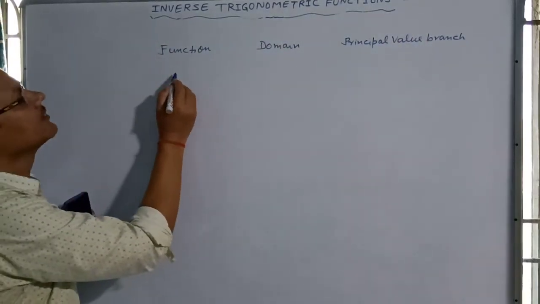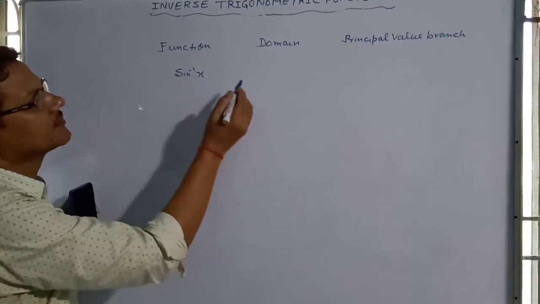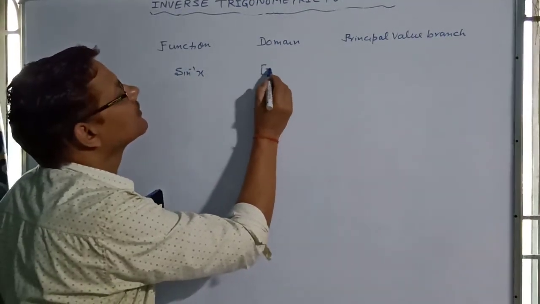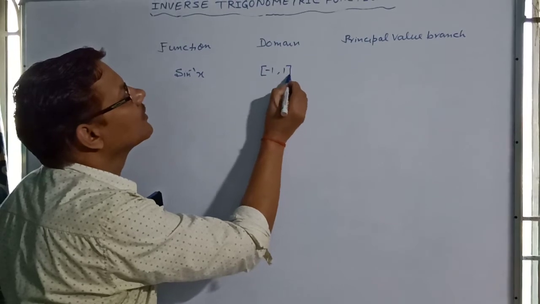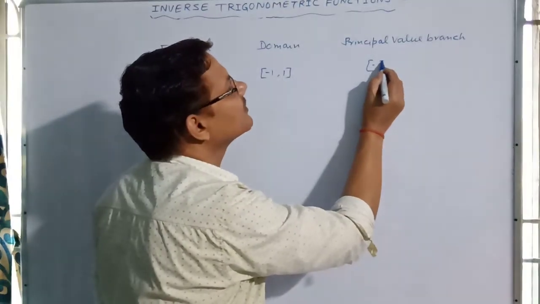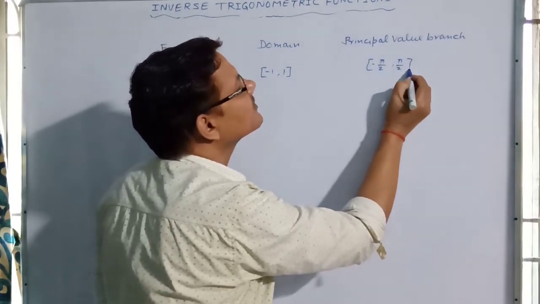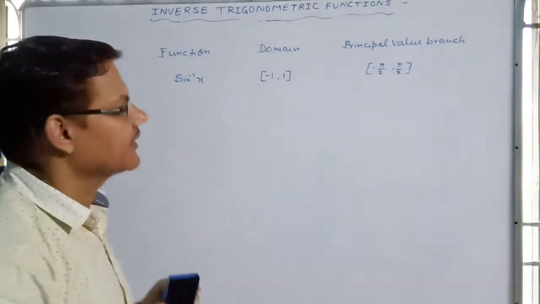Starting from sine inverse, its domain is [-1, 1], and its principal value branch is the closed interval -π/2 to π/2. This is about sine inverse x.